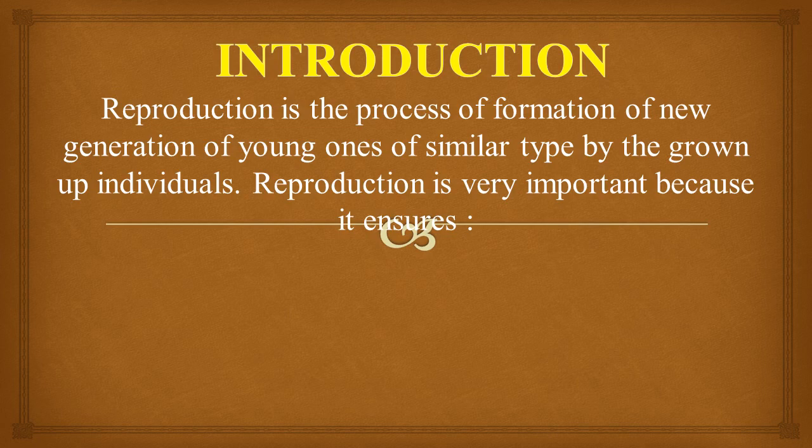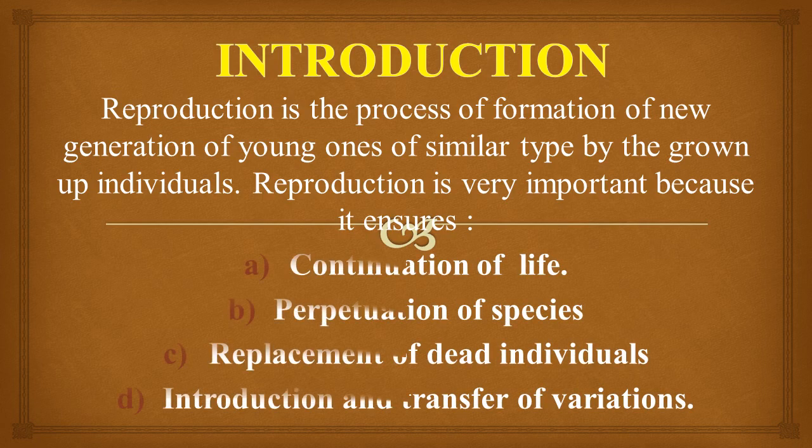So reproduction, as we know, is a very important process in all living organisms because it ensures, number one, continuation of life, because it is responsible for the formation of a new life, or the particular life is going to be continued by the process of reproduction. Perpetuation of the species, that means that particular species is going to be maintained in nature, that is continuation once again. Replacement of dead individuals, so whatever dead individuals are there will be replaced by new ones by the process of reproduction.